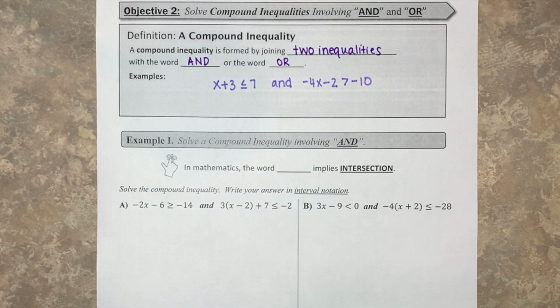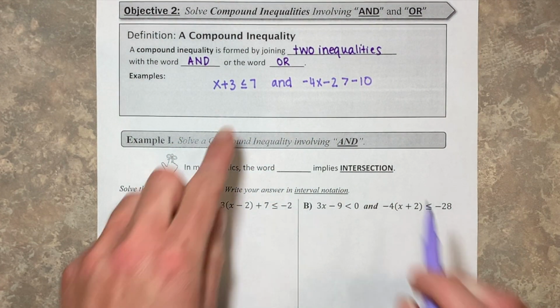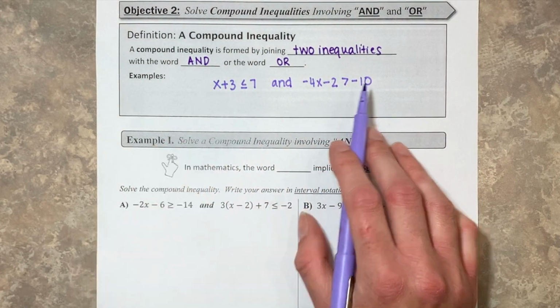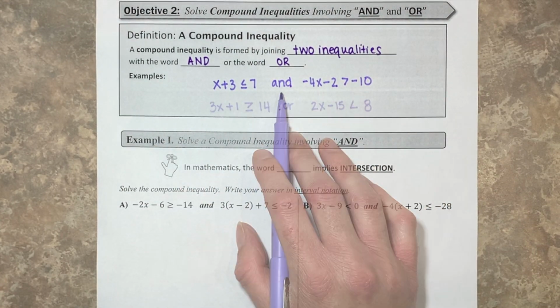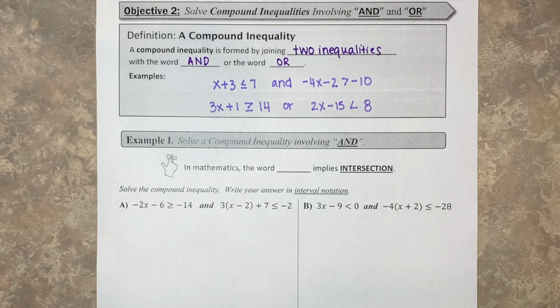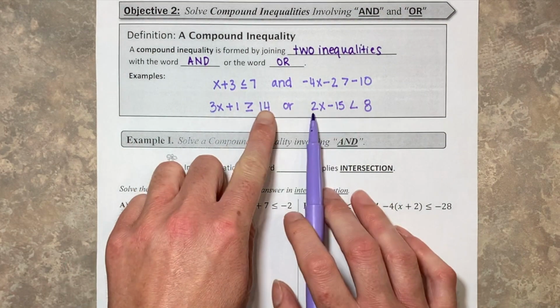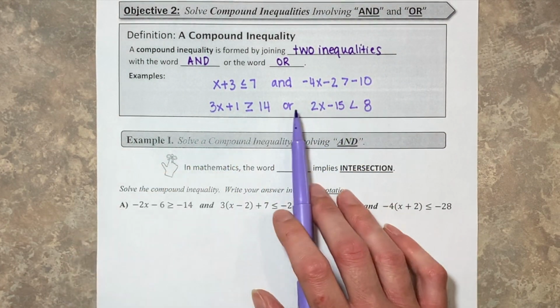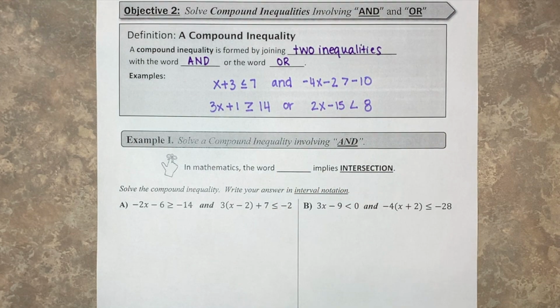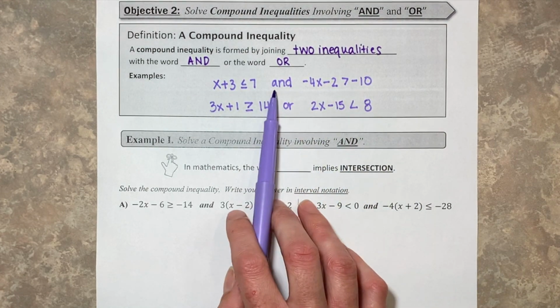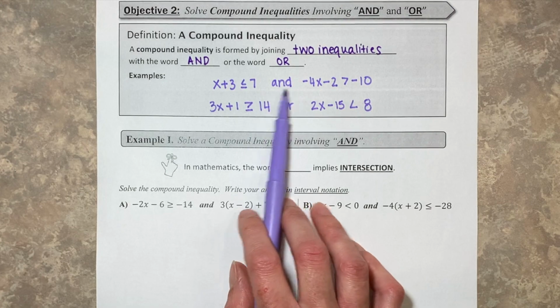Here's one example of a compound inequality. It's simply two inequalities that are joined by the word and. And here's another example of a compound inequality. This is just two inequalities joined by the word or. We're going to start by looking at compound inequalities involving the word and.